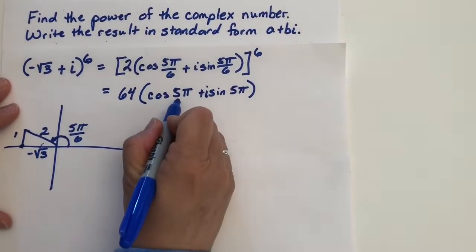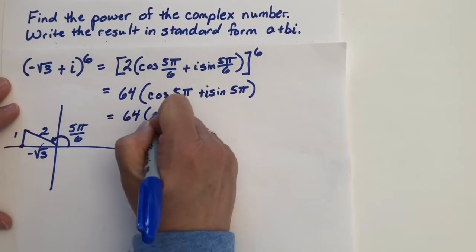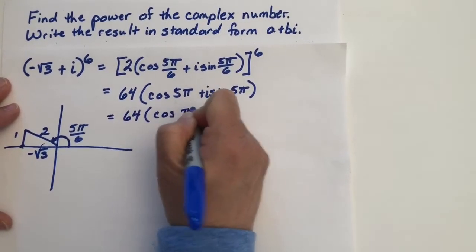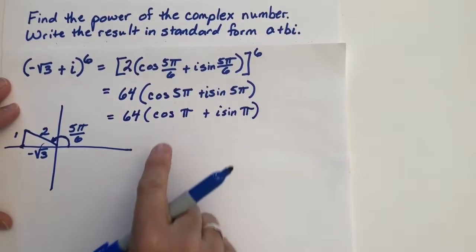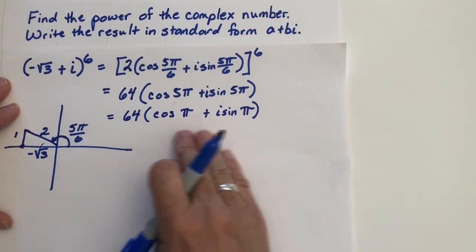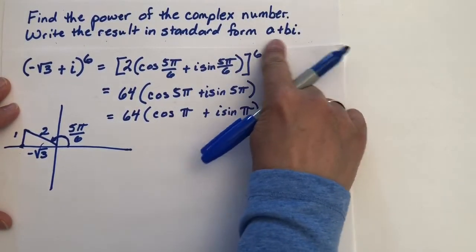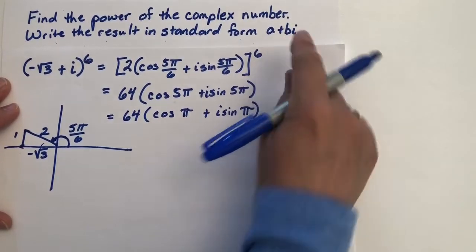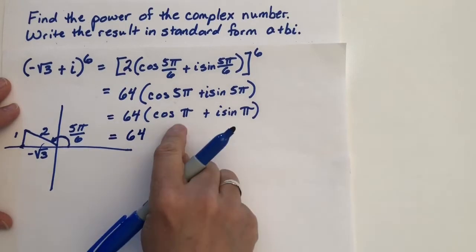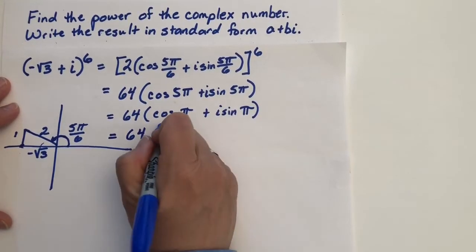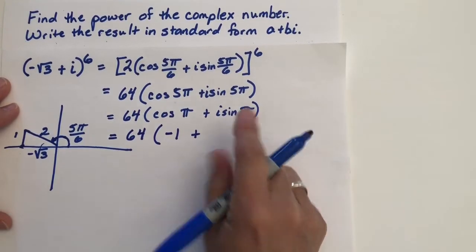Well, we know that 5 pi is coterminal with pi, so let's just rewrite it this way. Cosine pi plus i sine pi. And again, if the directions said to stop in trig form, I would present that as my answer. But the directions say to go to rectangular form, or this a plus bi form. So let's substitute in our values. So the cosine of pi we know is -1. The sine of pi we know is 0.